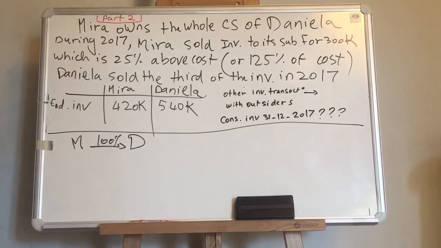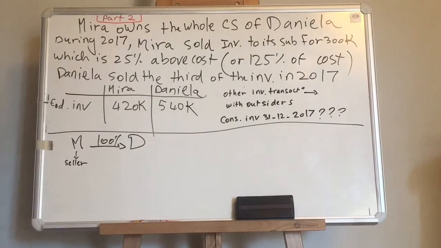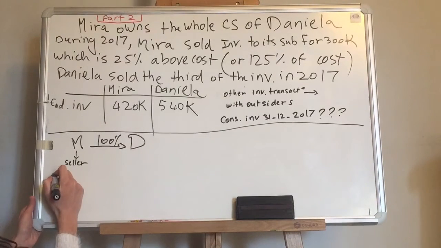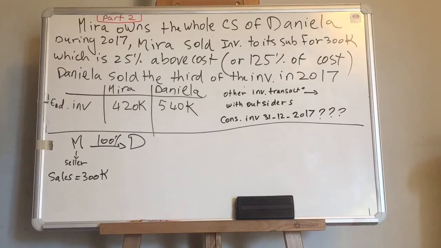During 2017, Mira, the seller, sold inventories to its sub for 300K. Sales equal 300K, which is 25% above cost. They can say 125% of cost. That's the same: 25% above cost, 125% of cost.